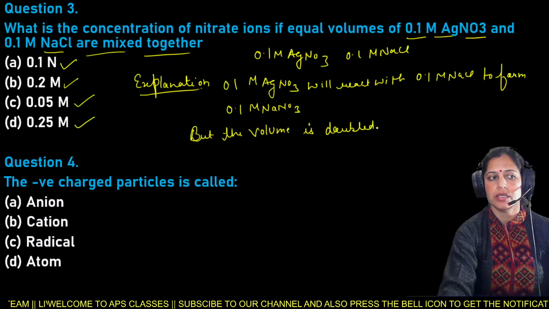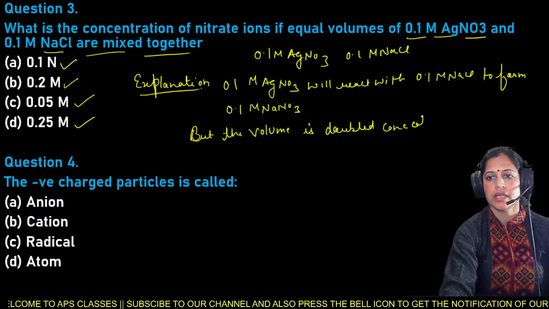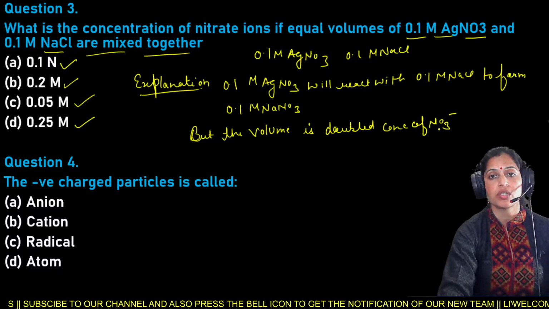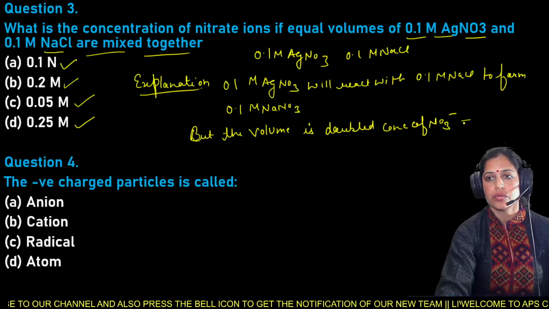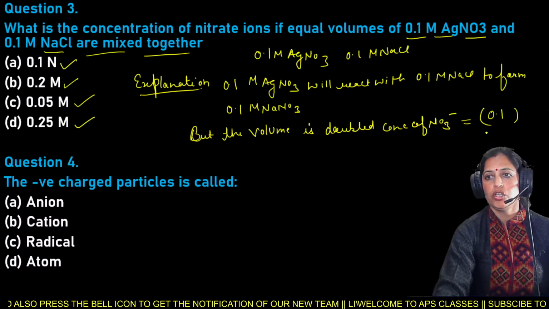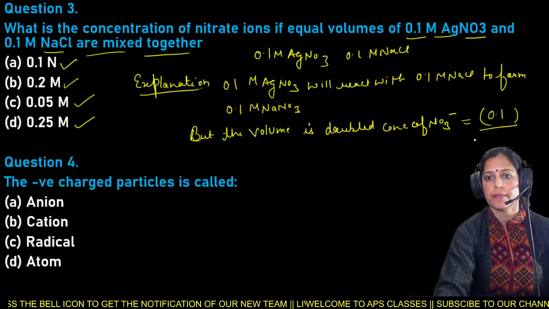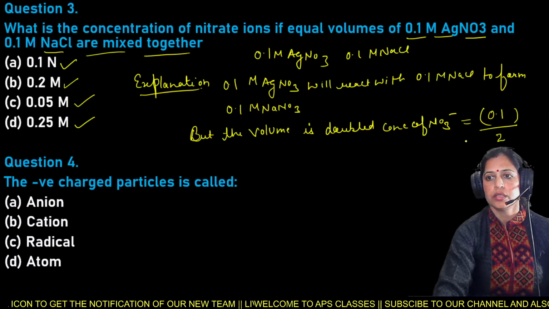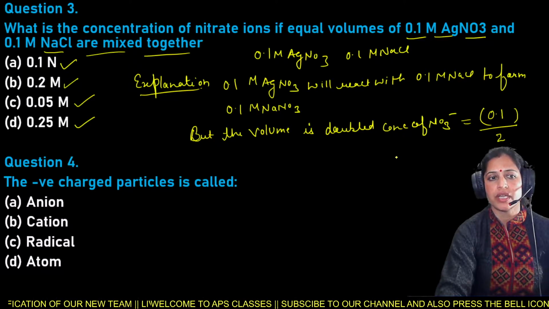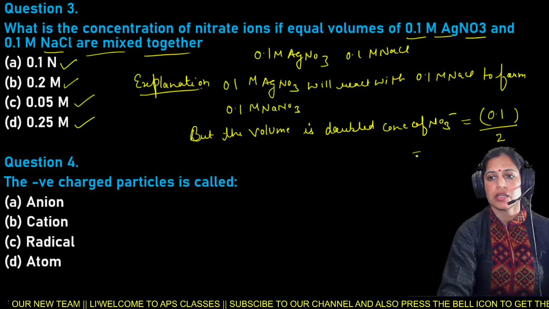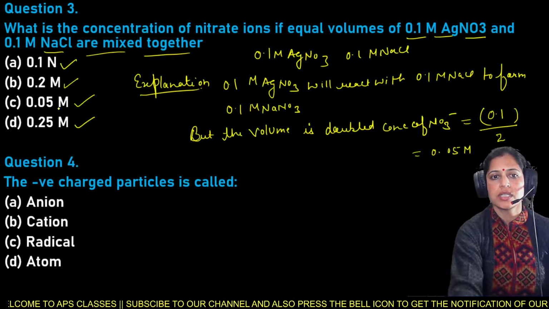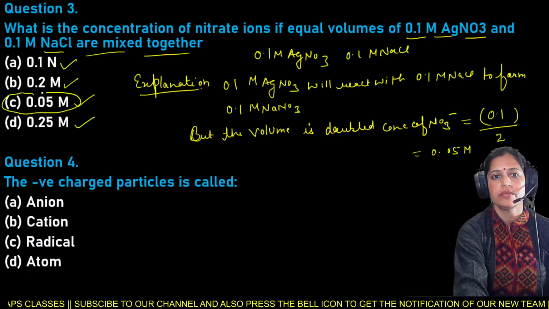What if the volume is doubled? Concentration of the nitrate ion, that is the NO3 negative ion. So here the volume is doubled, and the concentration of the nitrate ion is 0.1, that is the volume of the AgNO3, divided by 2, that is the double. So hence the calculation comes out to be 0.05 mole. So this is the right answer, 0.05 mole.